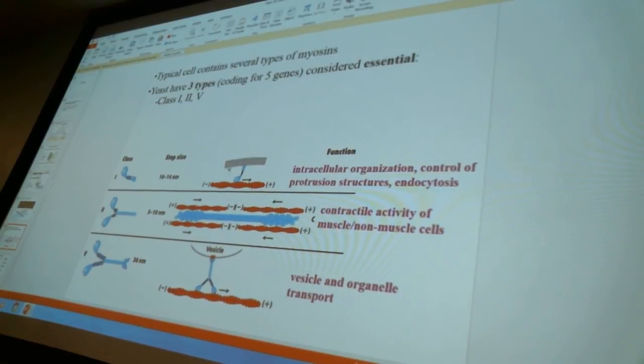It's also participating in endocytosis. The second class will be responsible for contractile activity, for the muscle type of activity. And the third class will be the vesicle transporting class. So this is the myosin that will be transporting various types of vesicles and cargo through long distances.